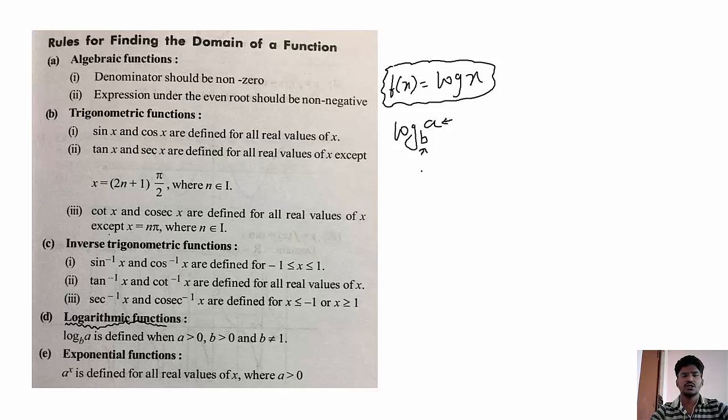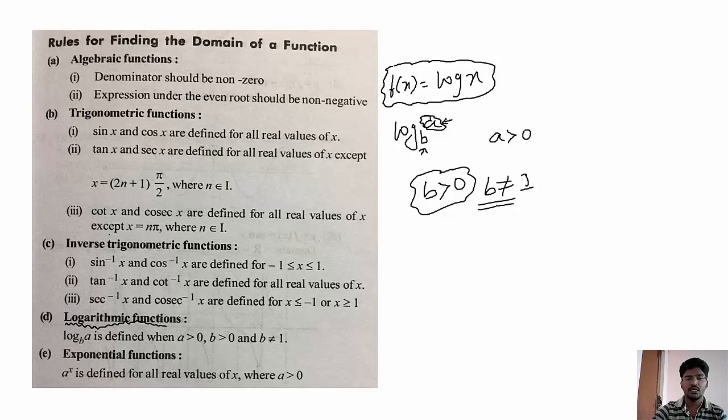So here, what happens? The log function is defined whenever a is greater than 0 and whenever b is not equal to 1. That means b is also greater than 0, but b is not equal to 1. Clear? So it is defined for all the values of b greater than 0, but it has to be not equal to 1. Leaving this single point, it is defined for all the values, and a must always be greater than 0.